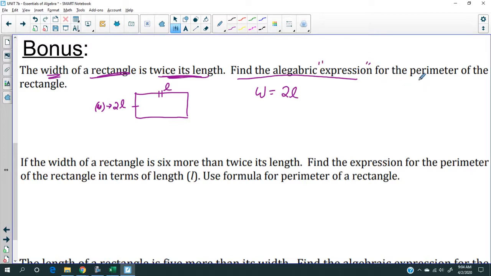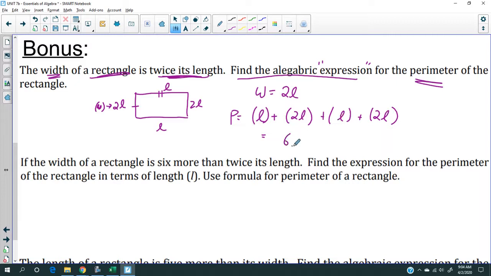So how do you find the perimeter? That's length, and that's 2 times length. So perimeter is, I'm going to go like this. I can go length plus 2L, I'm just adding all 4 sides up. And then this last one. Now they're all in the same family. So length plus 2L, L plus 2L is 3L, plus L is 4L, plus 2L is 6L. That's it. So the perimeter is 6L.